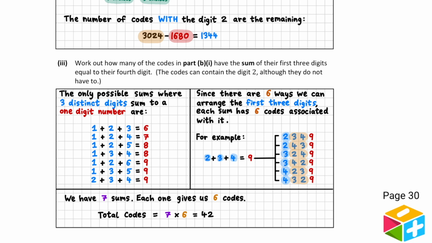So, putting everything together, we have 7 different sums, and each one generates us 6 distinct codes. The total number of codes will simply be 7 times 6, which is 42.